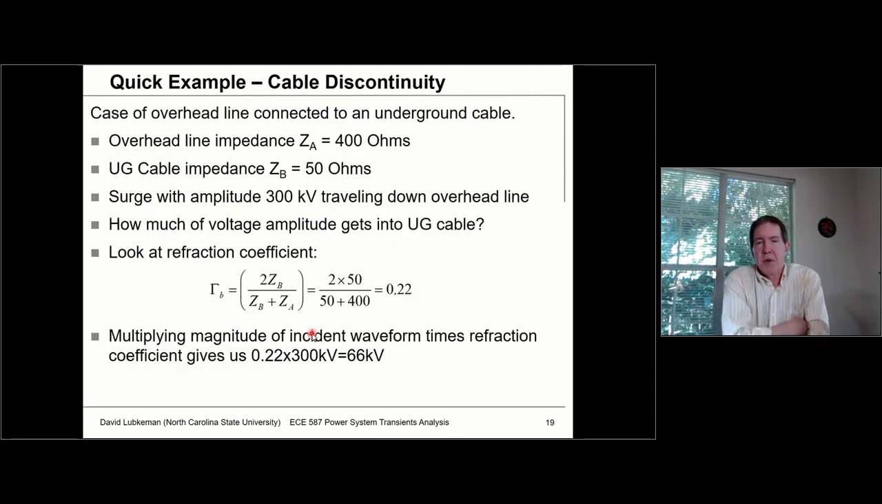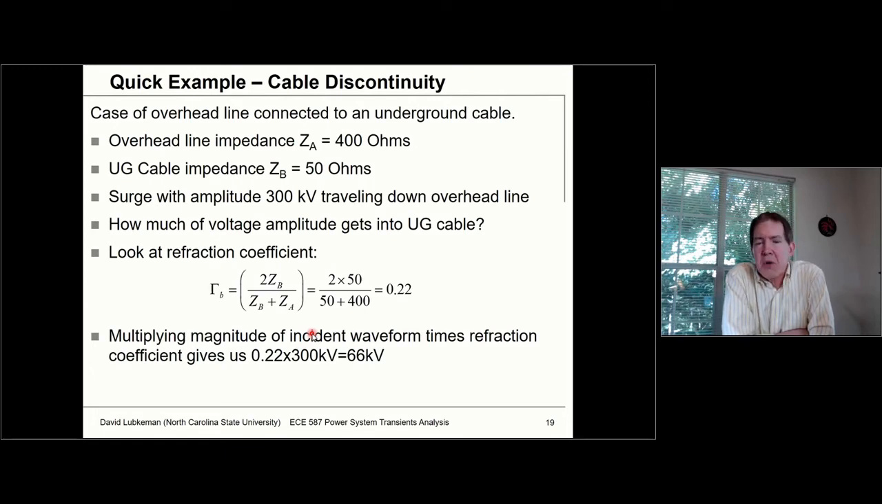All right, just as a quick example of how this could be applied, let's suppose we have an overhead line impedance given by ZA of 400 ohms. This would be typical for overhead: hundreds of ohms, 300, 400, 500, 600 ohms. We have a surge with amplitude 300 kilovolts traveling down this overhead line, and it's going to hit a cable. That's the discontinuity we want to model. Cables have characteristic impedances like 50 ohms, 75 ohms, so smaller than overhead.